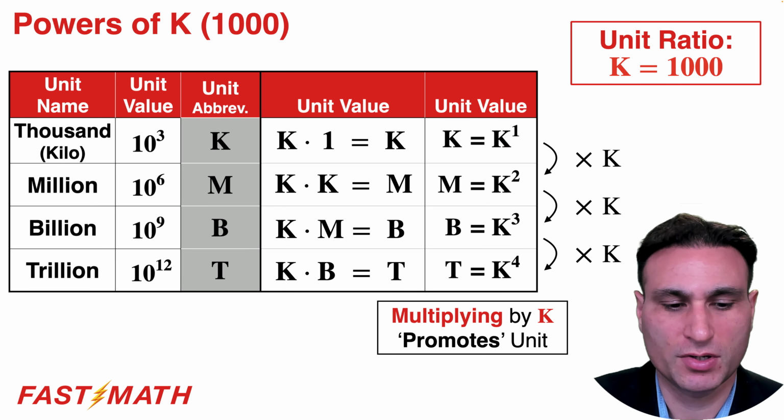1,000 is k to the first. Million is 1,000 times 1,000, or k times k, which is 1,000 squared. Billion is 1,000 times million, and million is 1,000 squared, so billion is 1,000 to the third. And trillion is 1,000 times billion, but billion is 1,000 to the third, so trillion is 1,000 to the fourth, or k to the fourth. So the unit values are whole number powers of 1,000, or powers of k.